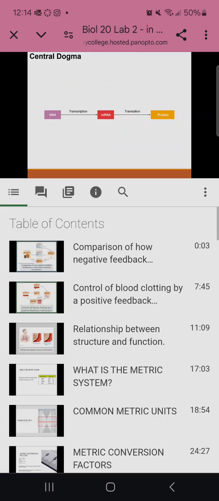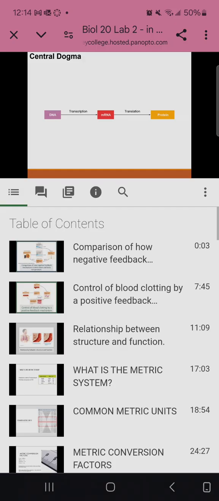Everyone, this is the central dogma. Whoever's taking bio classes, you have to know this, like memorize this, or you already know it. I'm just bringing it to your attention. This is the central dogma, everyone. So your DNA gets transcribed into messenger RNA, and then that messenger RNA gets translated into protein, okay?